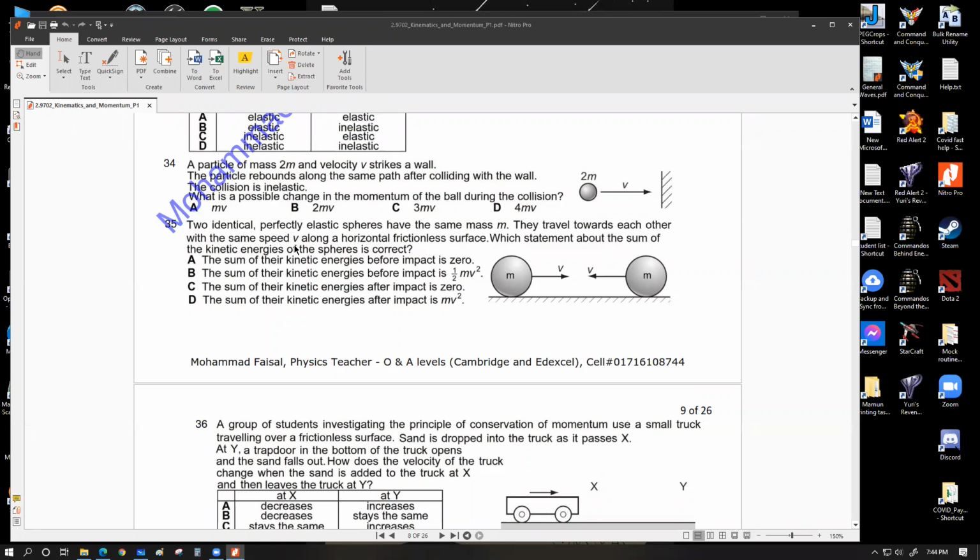The sum of the kinetic energies after impact is 0. This is also not correct because they are perfectly elastic spheres, so after collision they should have some kinetic energy. The sum of the kinetic energies after impact is mv square. D should be the correct response because that's what makes sense.